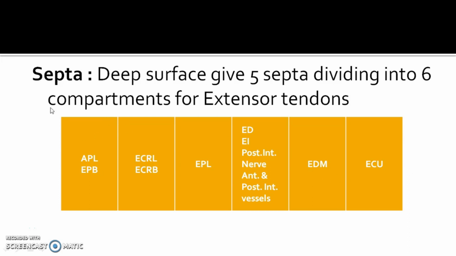Laterally we have the first compartment, which carries the tendons of abductor pollicis longus and extensor pollicis brevis. In the second compartment we have extensor carpi radialis longus along with extensor carpi radialis brevis. All these are not muscles; the tendons of these muscles pass through these compartments. In the third compartment we have only one tendon, that is the extensor pollicis longus tendon.